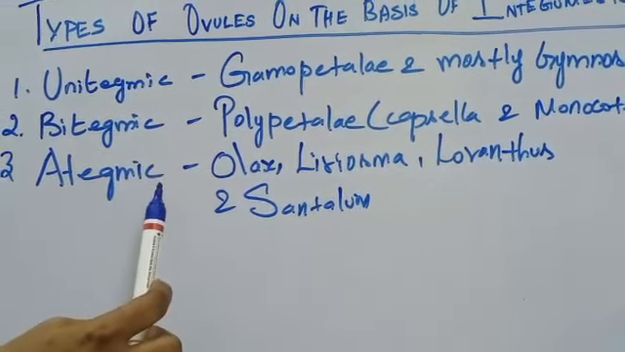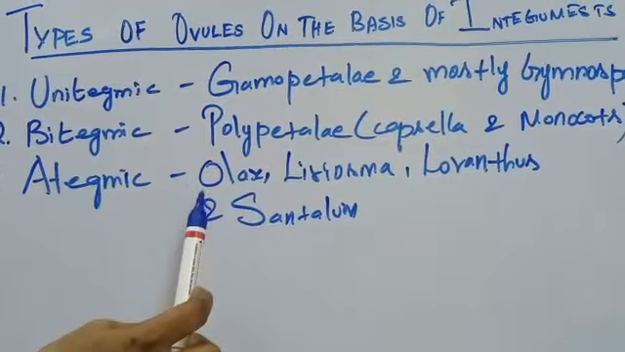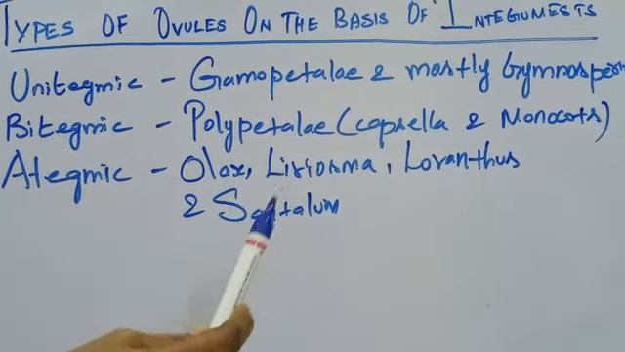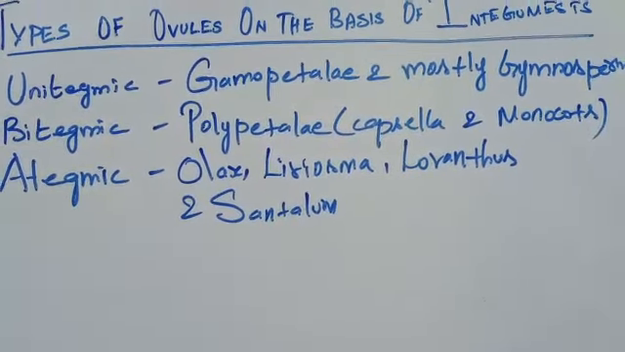Ategmic: integuments are absent. Example, Olax, Liriosma, Loranthus and Santalum.